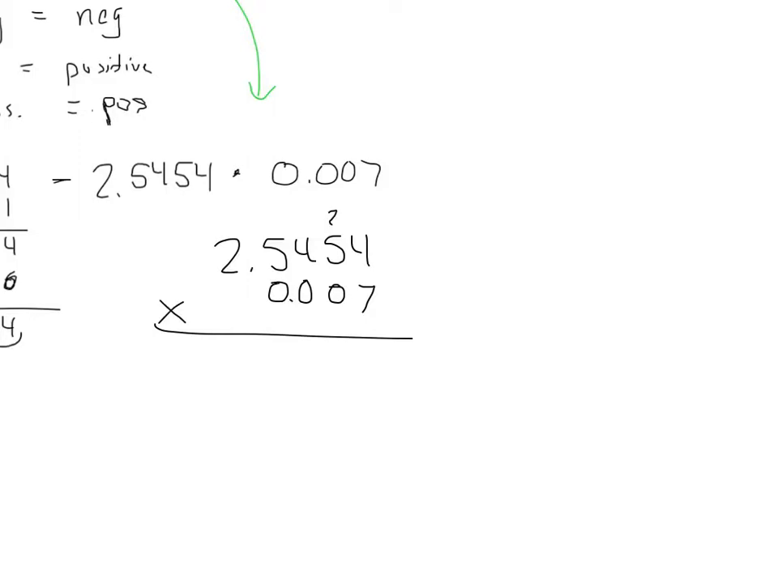7 times 4, 28. 7 times 5, 35. Add a 2, so you get 37. 7 times 4, 28. Add 3, get 31. 7 times 5 is 35 plus 3, so it's going to get you 38. 7 times 2, 14 plus a 3, 17.